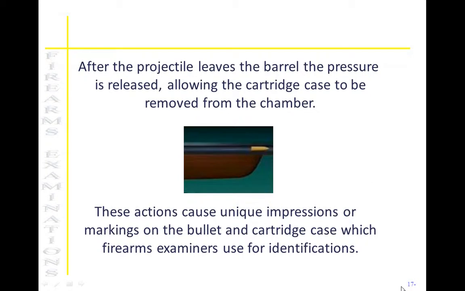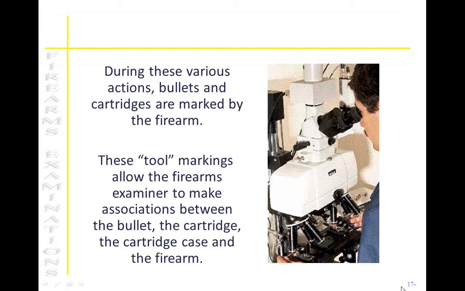As the projectile leaves the barrel, the pressure is released, allowing the cartridge case to be removed from the chamber itself. All of these various actions cause unique impressions or markings on the bullet and also on the cartridge case, which the firearms examiner can use for identifications. These tool markings, caused by the actions of the bullets and the cartridges, allow that firearms examiner to associate bullets and cartridges with specific weapons.